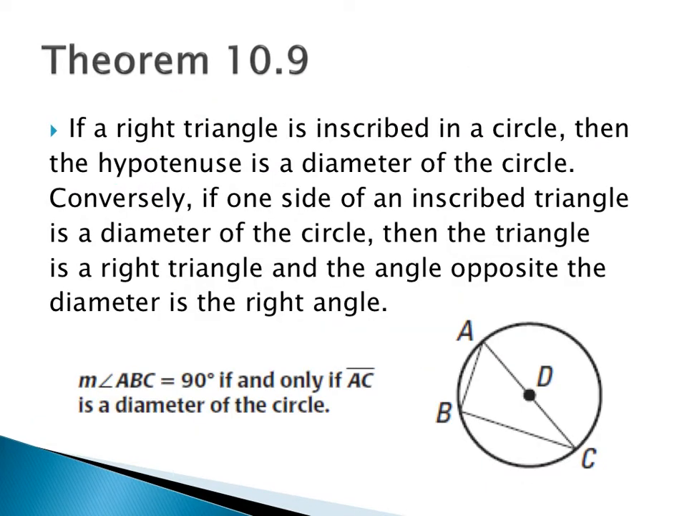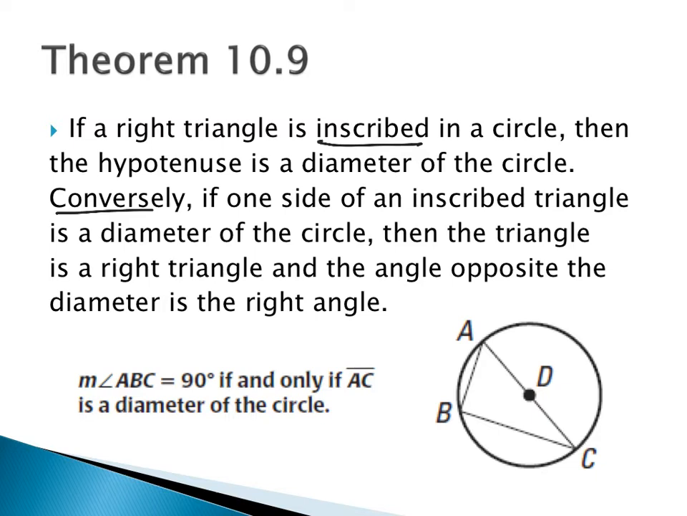Next, Theorem 9. Here we go with the word inscribed. It says, if a triangle is inscribed in a circle, so we have a right triangle inside the circle, then the hypotenuse is the diameter of the circle. Conversely, if one side of an inscribed triangle is a diameter of the circle, then the triangle is a right triangle. And the angle opposite the diameter is the right angle.